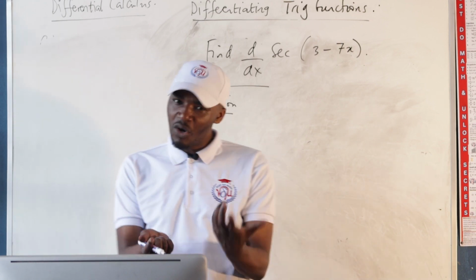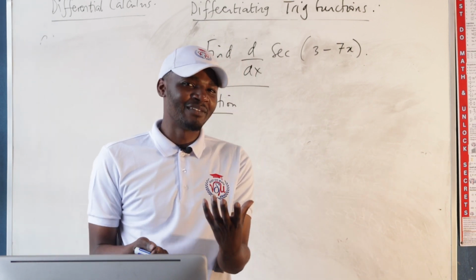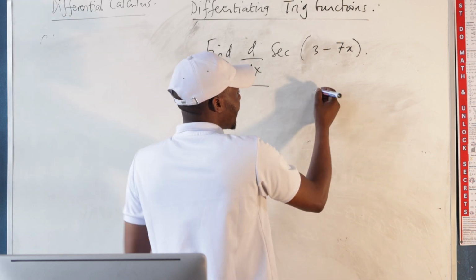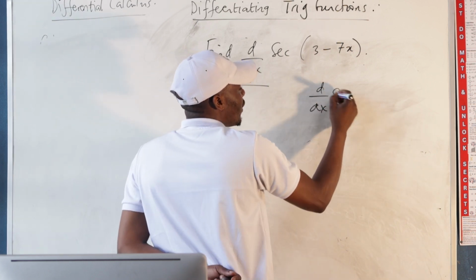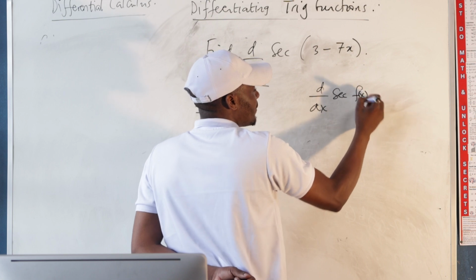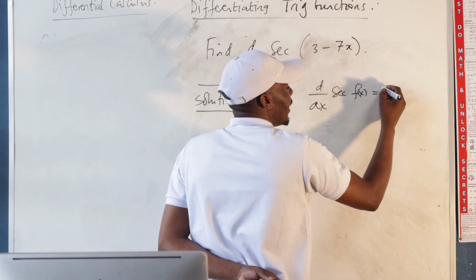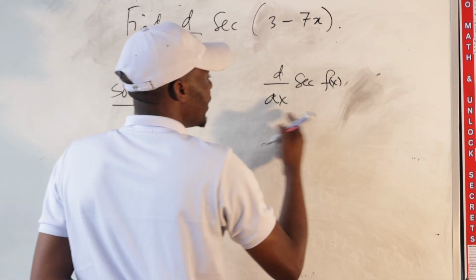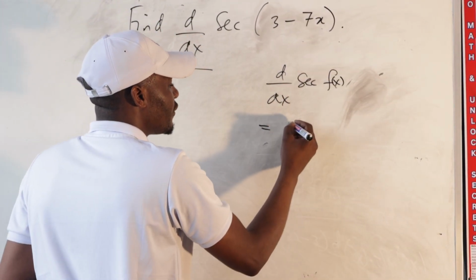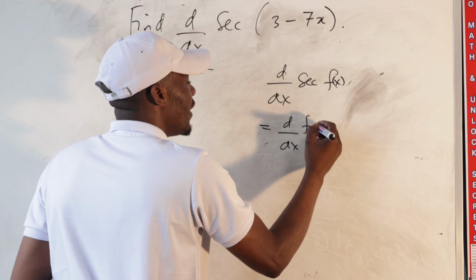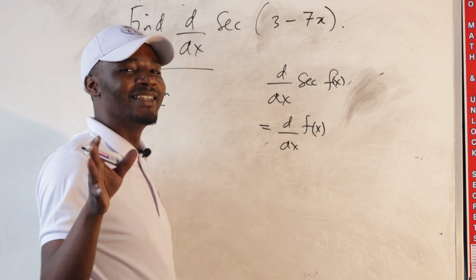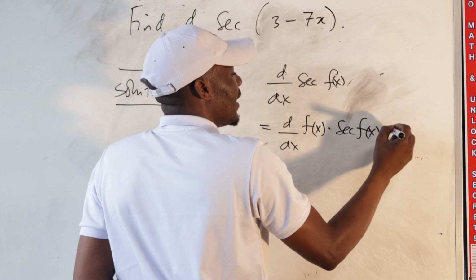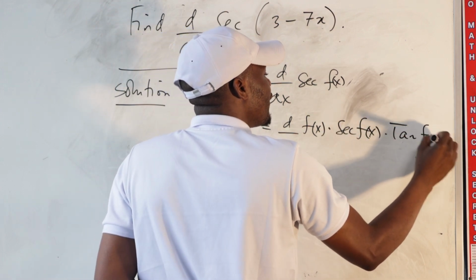What about if it's now a composite function? What is the derivative of sec of f of x? So recall from the chain rule, by chain rule, we have to find the derivative of f of x first. Once we get the derivative of f of x, then we multiply by sec of f of x as well as by tan of f of x.